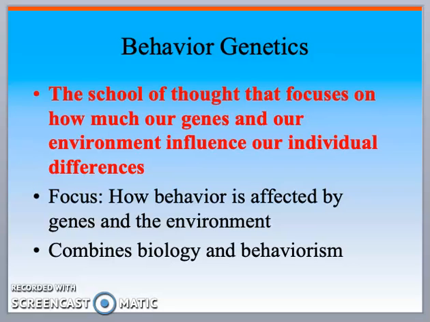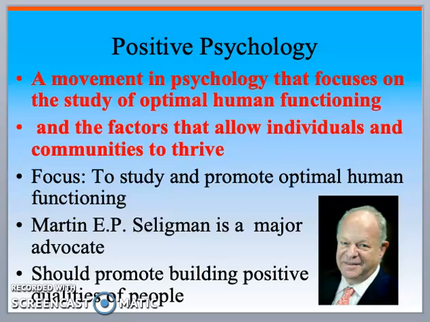Behavior genetics is the main thing we focus on nowadays, where we look at how much our genes and environment influence our individual differences. We look at biology and behavior, nature and nurture, how our biology affects our behavior. And finally, positive psychology, looking at how we study optimal human functioning, how individuals and communities thrive, to put together the best they possibly can, to promote human functioning and to build positive qualities in people. And this is our mini lecture on Module 1, the history and perspectives in psychological science.